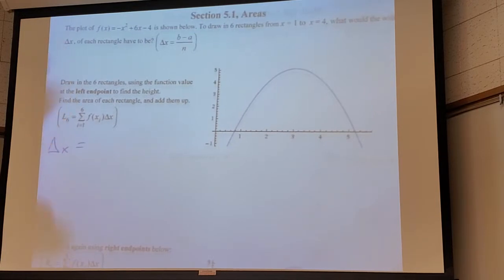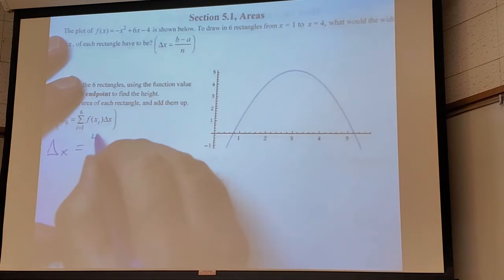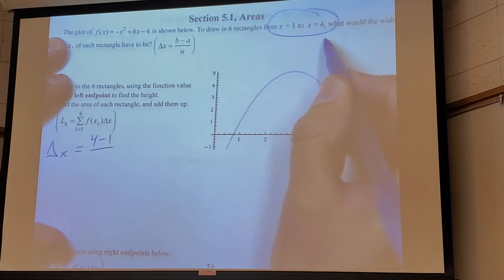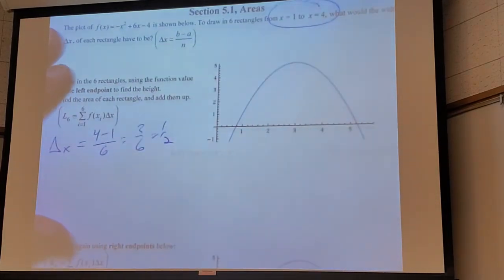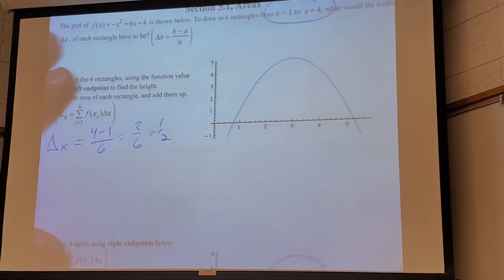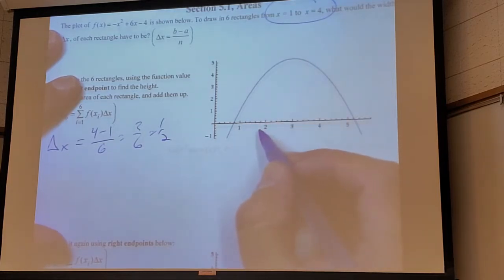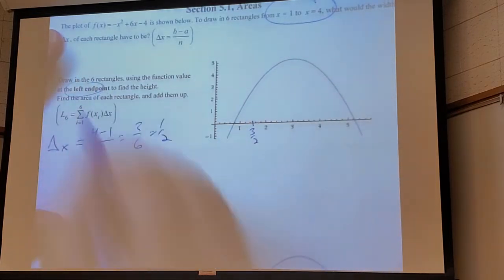What do you guys get for the width? Because if your width is wrong, the whole thing's going to suck. 1/2. So it'll be 4 minus 1, right? B minus A, so 4 minus 1 divided by the number of rectangles, 6. 3 over 6 to get 1/2. So my first rectangle is going to go from 1 to what? Yeah, 3/2, 1.5. And I'm using left endpoints.